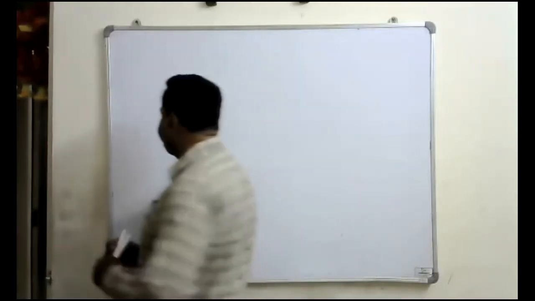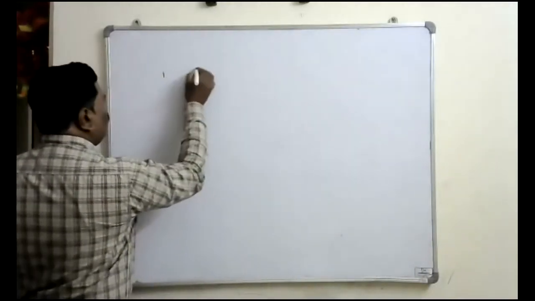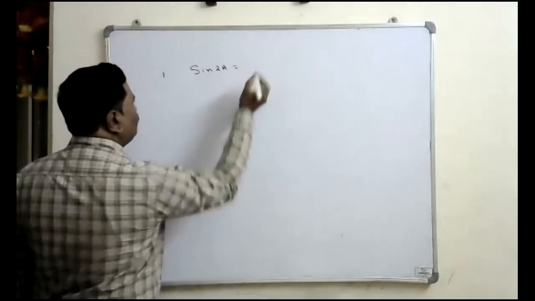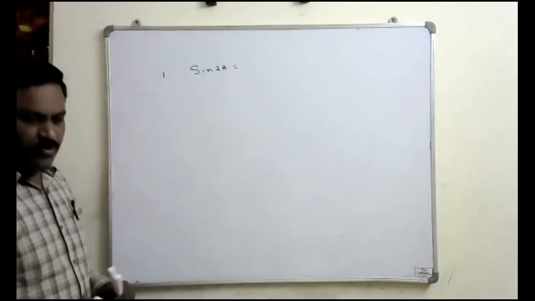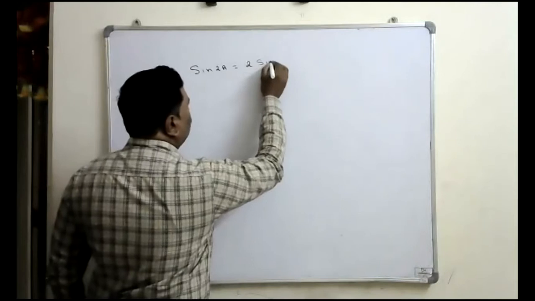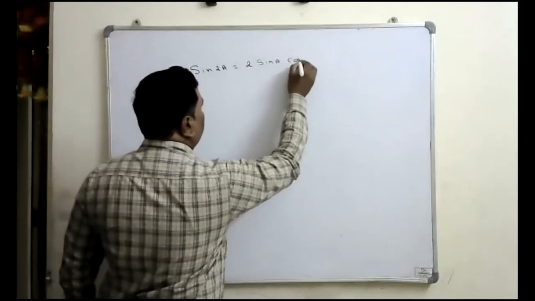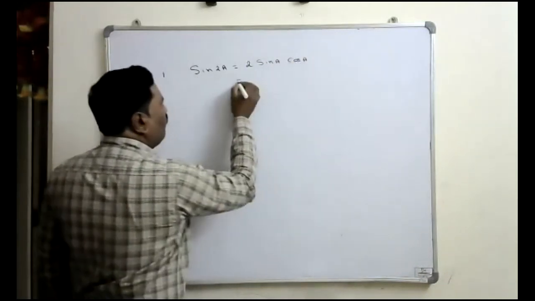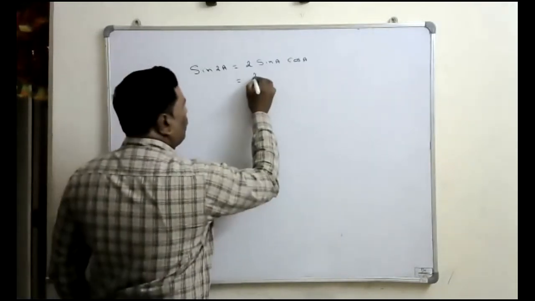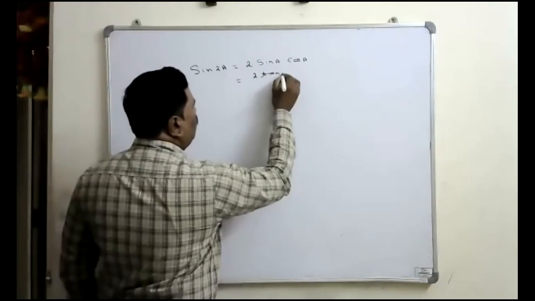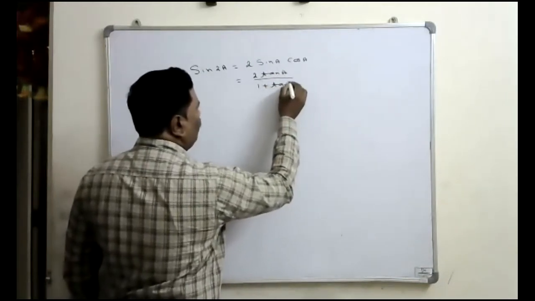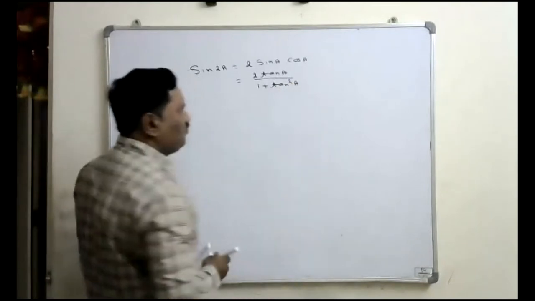First, tell me what is the formula for sine 2A? Sine 2A equals 2 sin A cos A. And what is the formula in terms of tan? 2 tan A upon 1 plus tan square A. So this is the first formula.